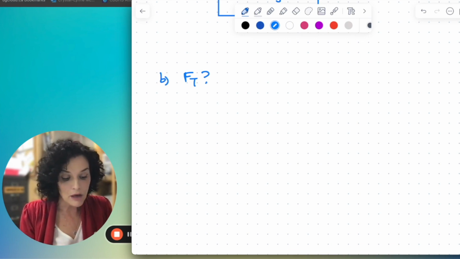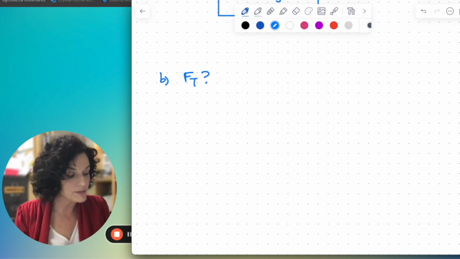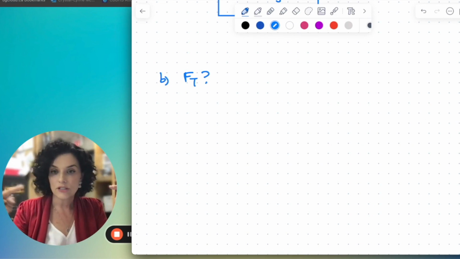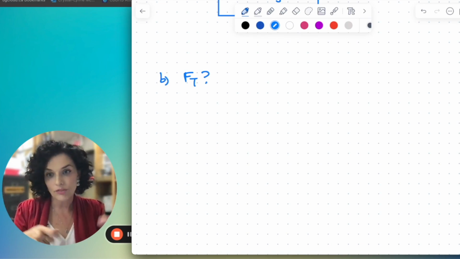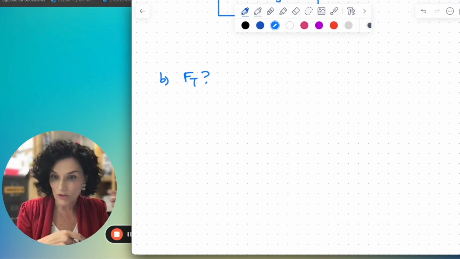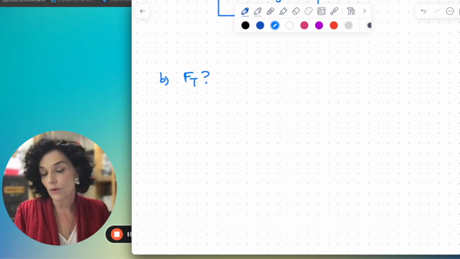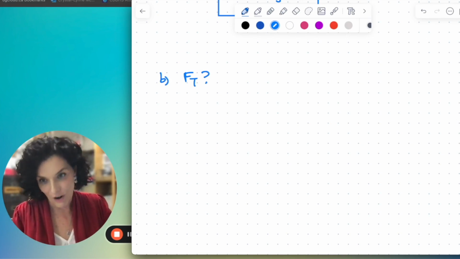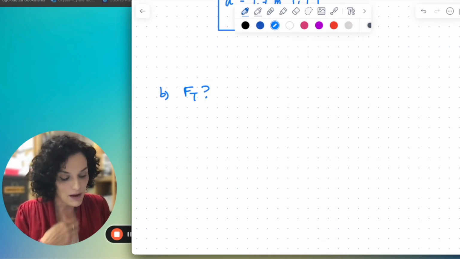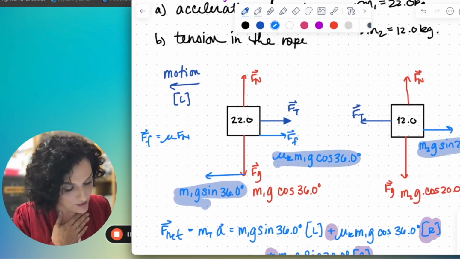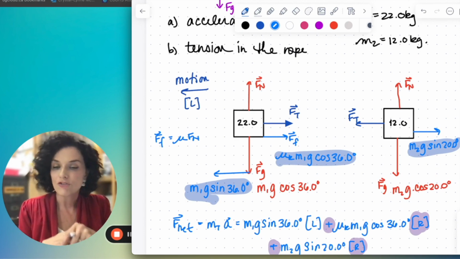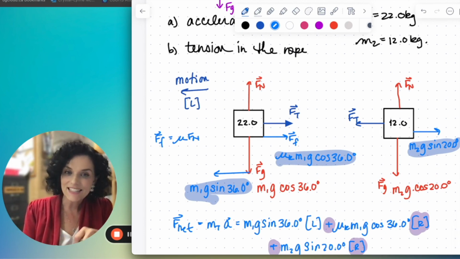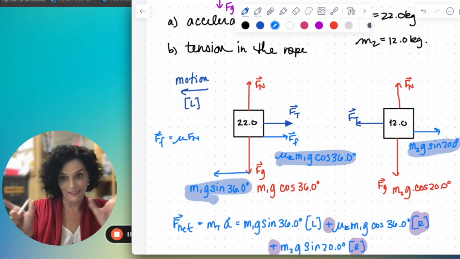For part B, we're looking for the tension between the ropes. Again, the system is traveling as one, so the tension from the one rope is going to be equivalent to the tension from the other side of the rope. Opposite in direction, but equal in magnitude. So there is an easy way to do this and a hard way to do this. Now, when we go back up here and just look at our free body diagrams, if you're trying to find tension, you want to pick the one with the least number of vector arrows coming off it in that particular plane.